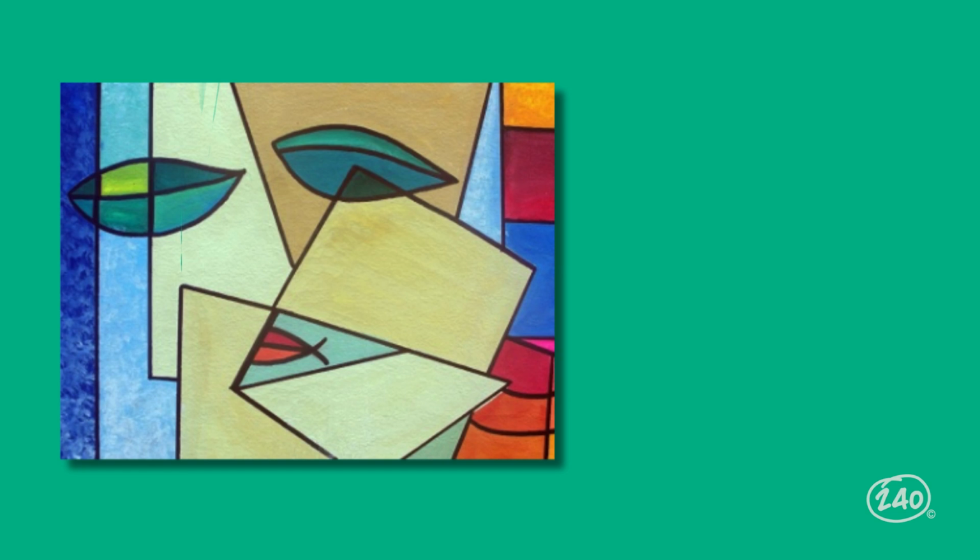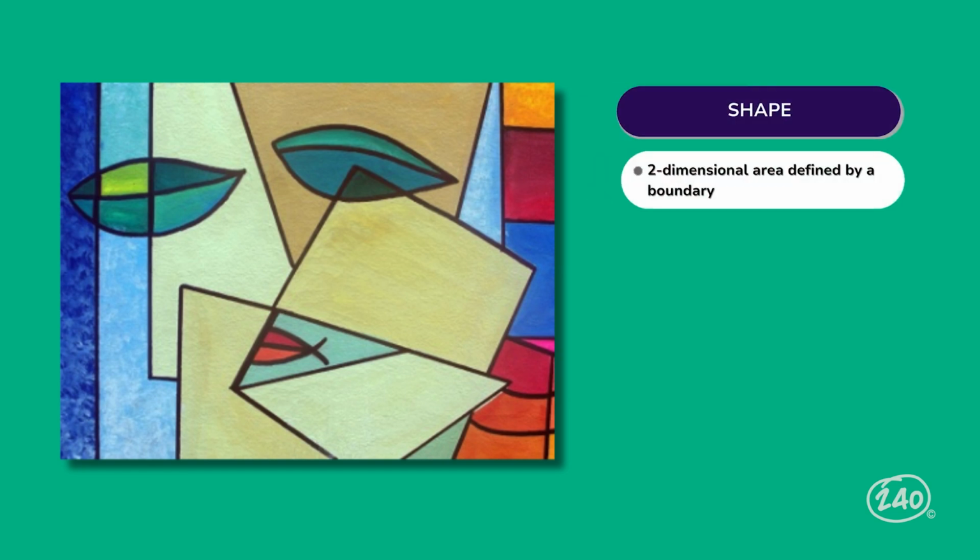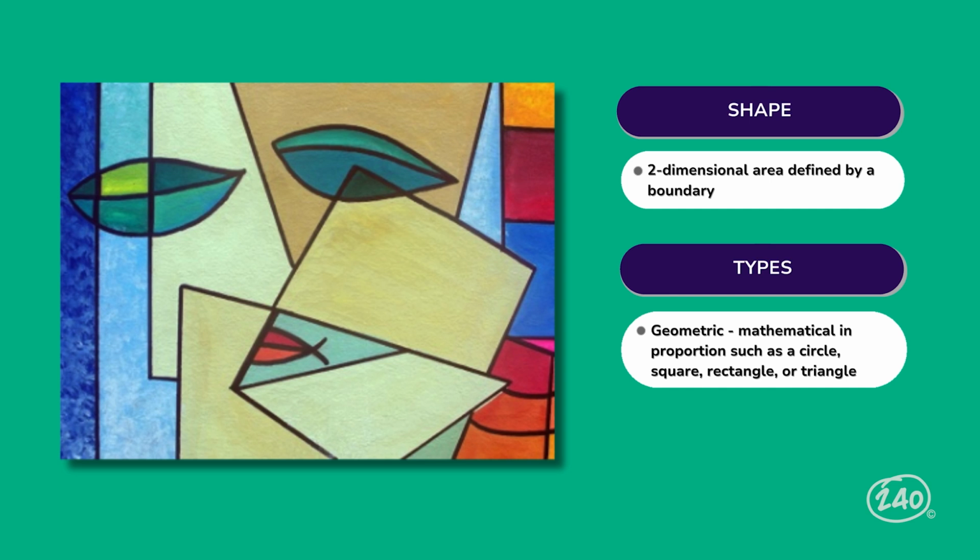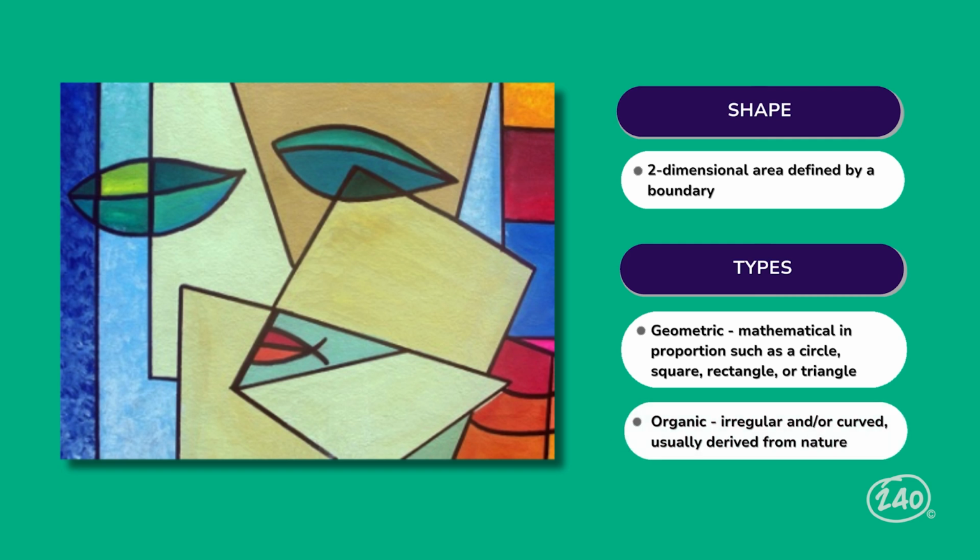Let's discuss one more element. As an element of art, a shape is a two-dimensional area defined by a boundary. Geometric shapes are mathematical in proportion, such as circle, square, rectangle, or triangle. Organic shapes are irregular and/or curved, usually derived from nature. We see examples of both types of shape in this piece of art.